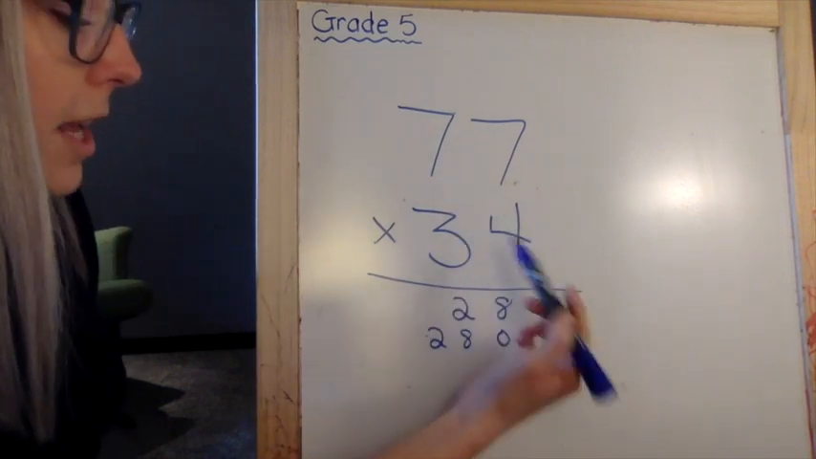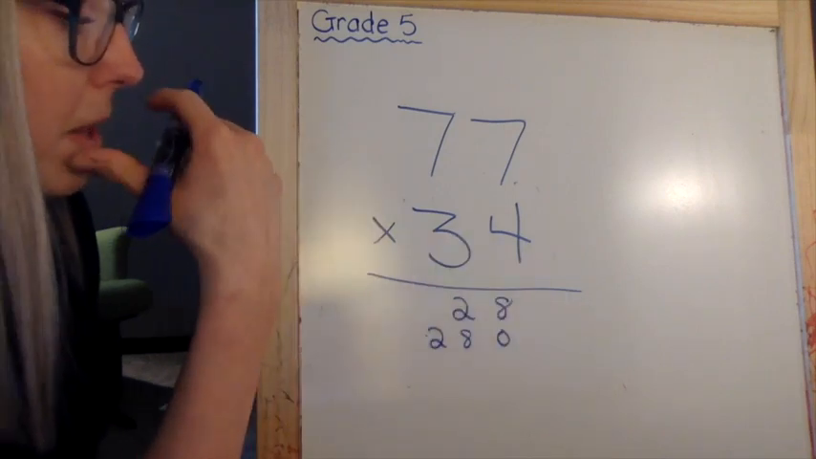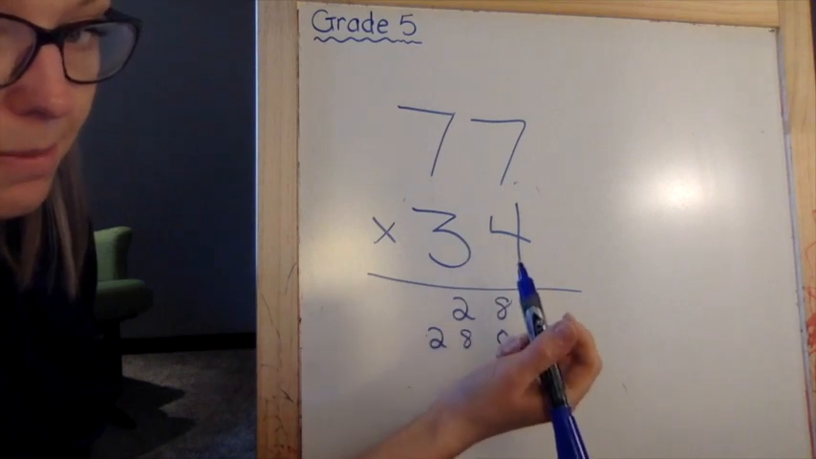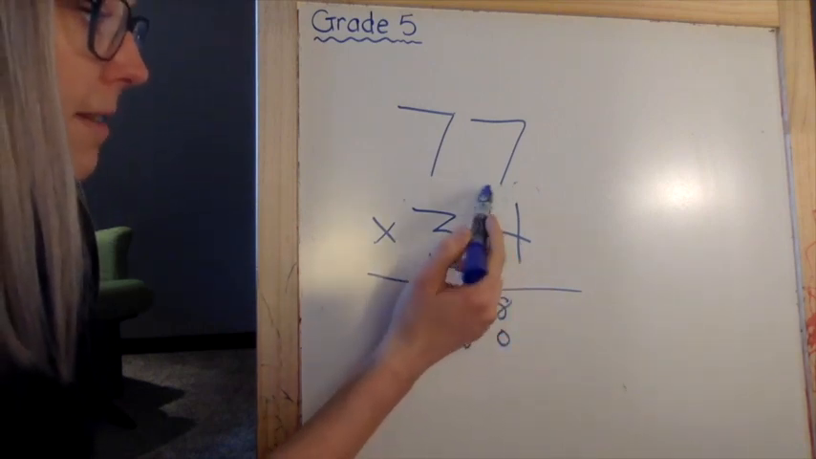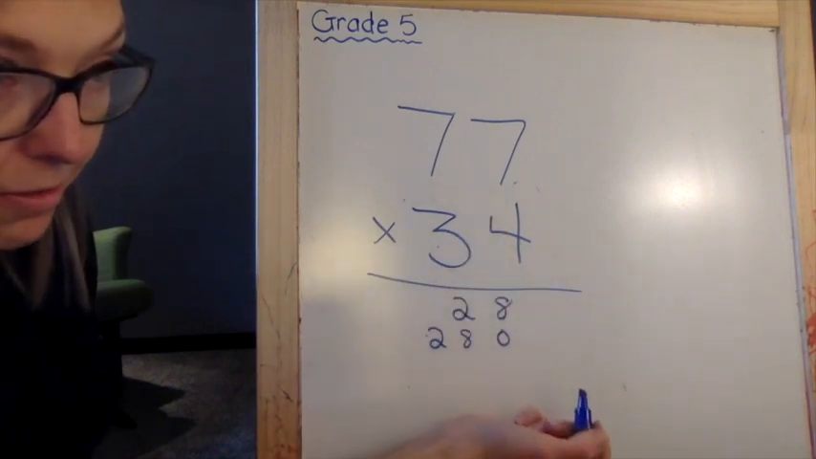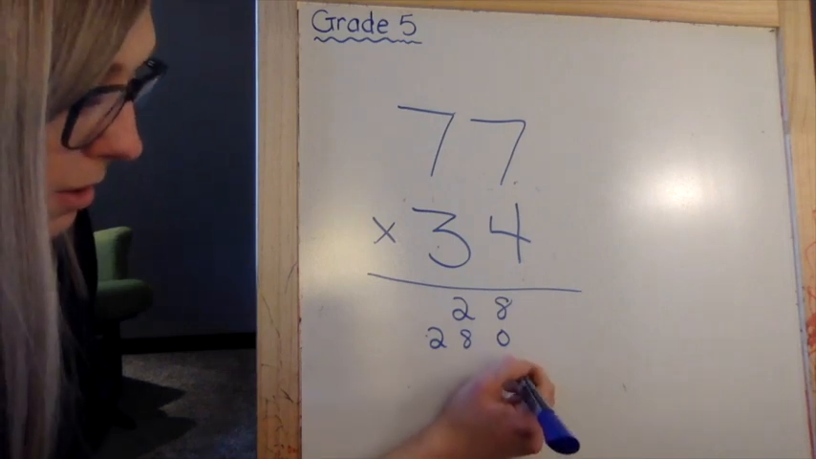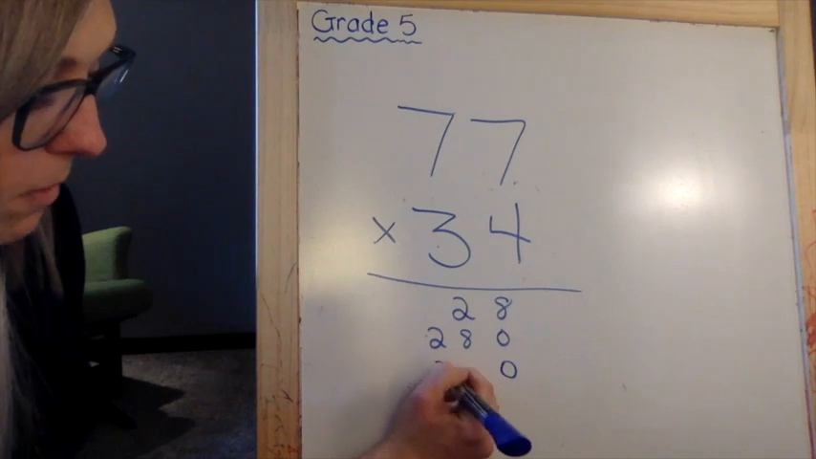Now I'm moving on to 30. So everything that I'm multiplying here is by 30, not by 3. I know that's a little confusing sometimes. 30 times 7. Well, what's 3 times 7? 3 times 7 is 21. Put a 0 on the end of that. So put a 0 and then write 21.